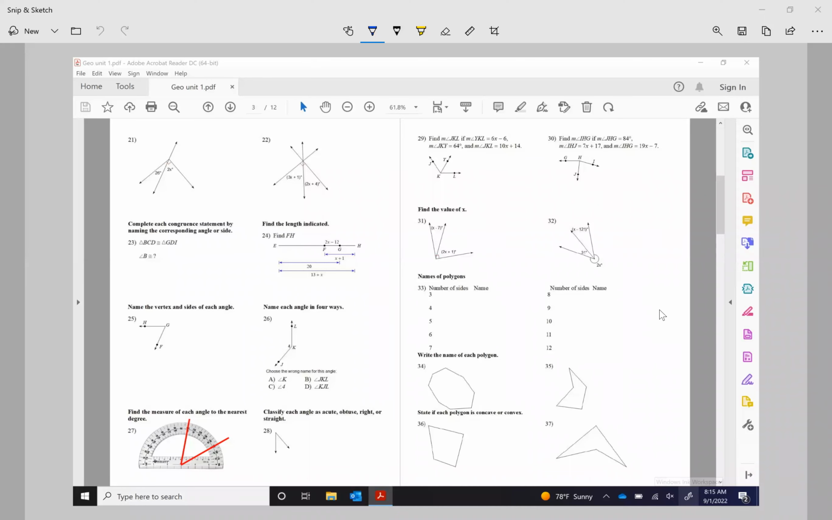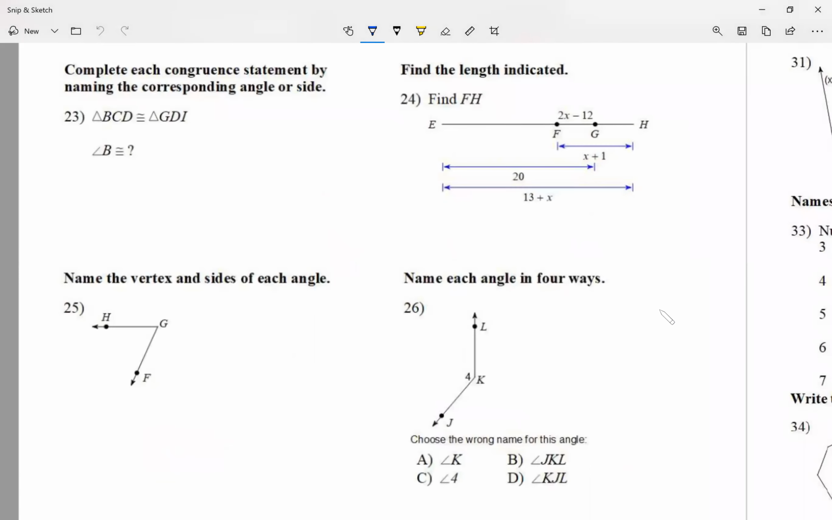For today, we're going to be looking at questions 23 through 32. Every Thursday, I like to make a review of the week. So let's review. Let's see what we saw this week. We have a quiz this Friday, so make sure that we know what to do.